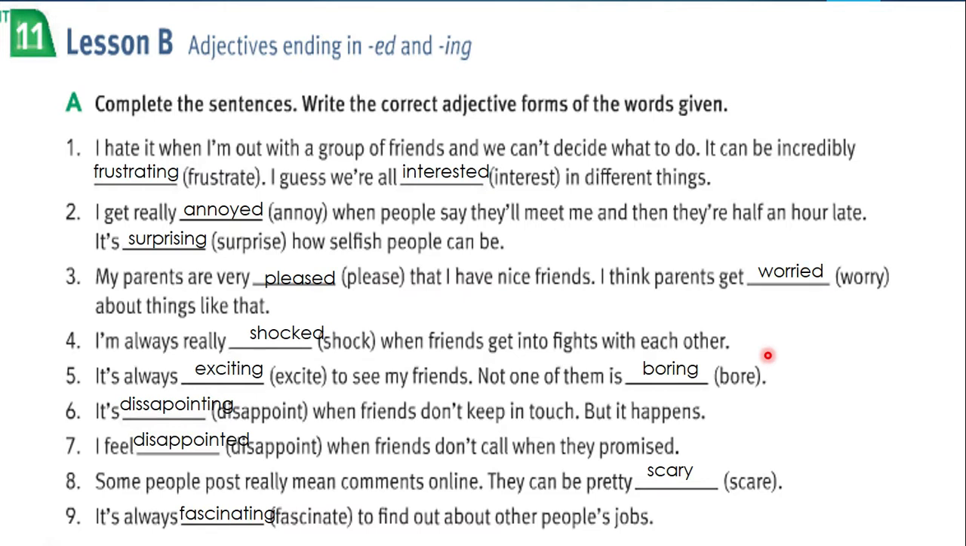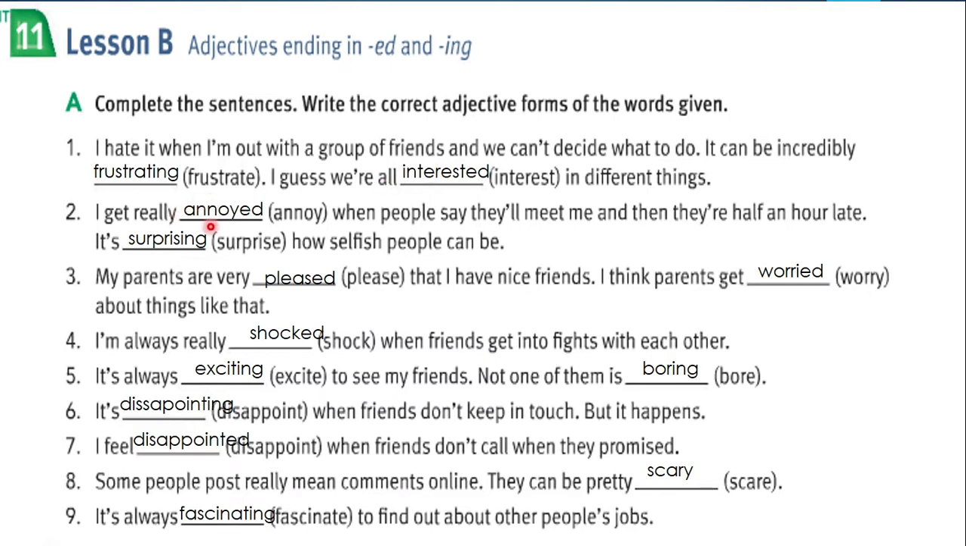All right, so let's go to another exercise. Adjectives ending in ed and ing. Complete the sentences, write the correct adjective forms of the verbs of the words given. I hate it when I am out with a group of friends and we can't decide what to do. It can be incredibly frustrating. The situation is frustrating. I guess we are all interested in different things. So this is how we feel.